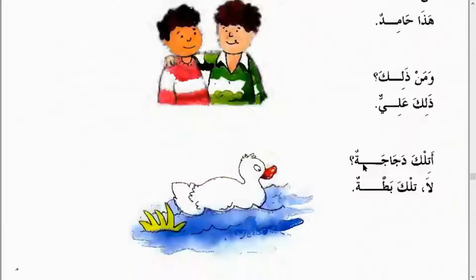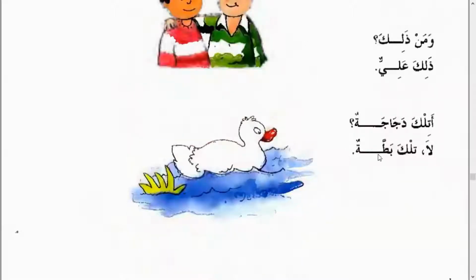Atilka dajajatun? Again, you're seeing this bird for the first time and you think this is a hen. Atilka dajajatun, is that a hen? La, tilka battatun. No, that is a duck. Yeah, that's a duck. Batta, battatun, the duck.